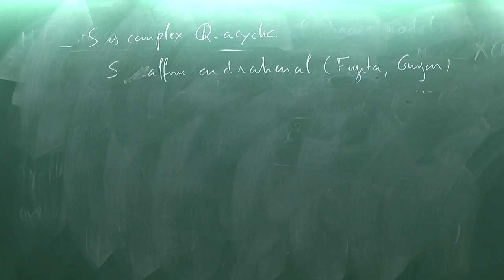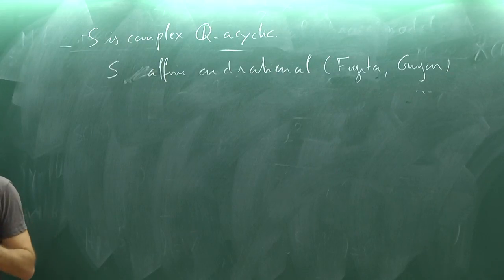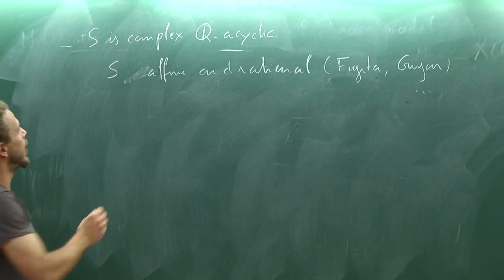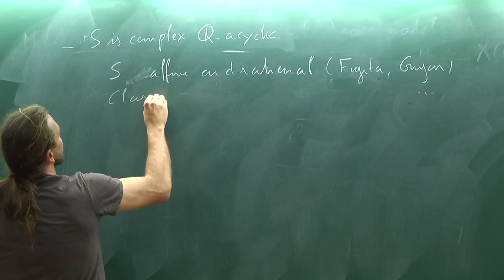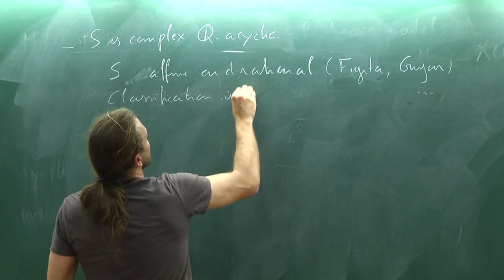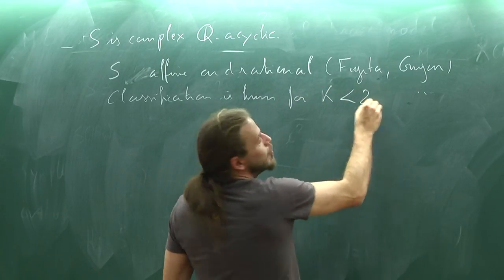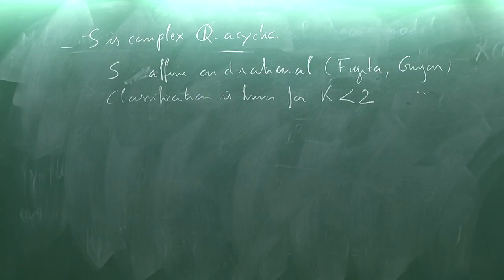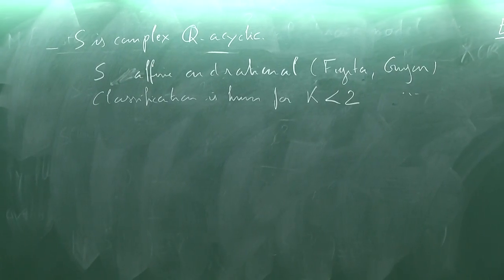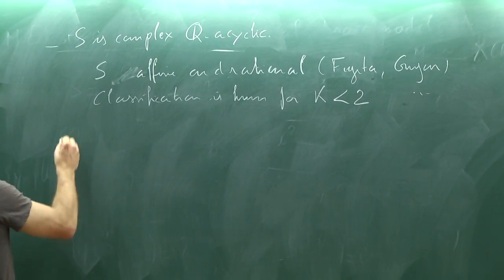And in case they are not of general type, essentially there is a known full classification. So, classification is known for kappa not equal to 2. And families of examples are known in the general type case. So here is the main basic strategy.